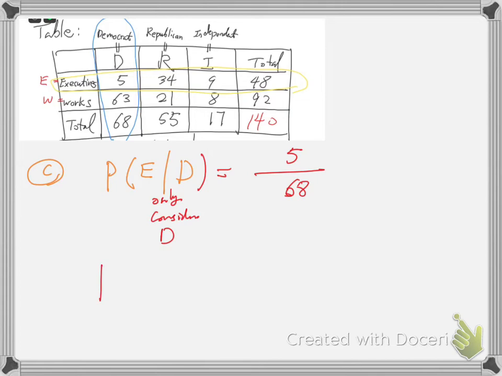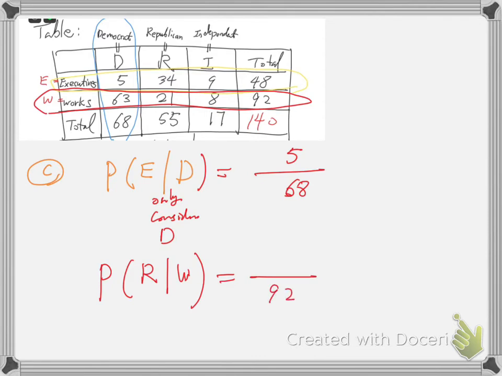Let's try again. If they ask, what's the probability of R given W? Only consider workers. So this is our row. The total workers is 92, and we only consider those. Among them, 21 are Republicans, so it's 21 over 92.